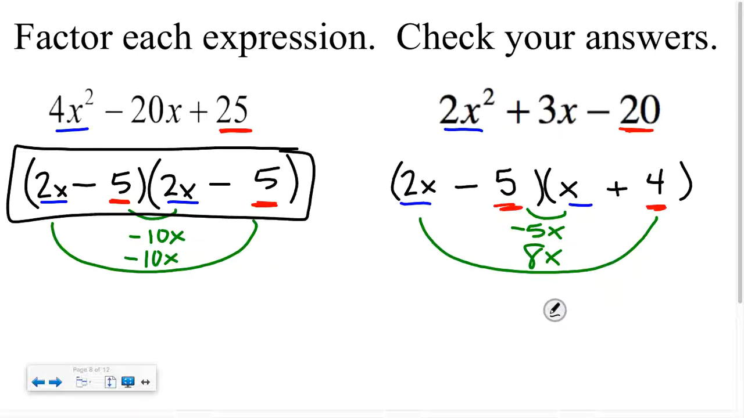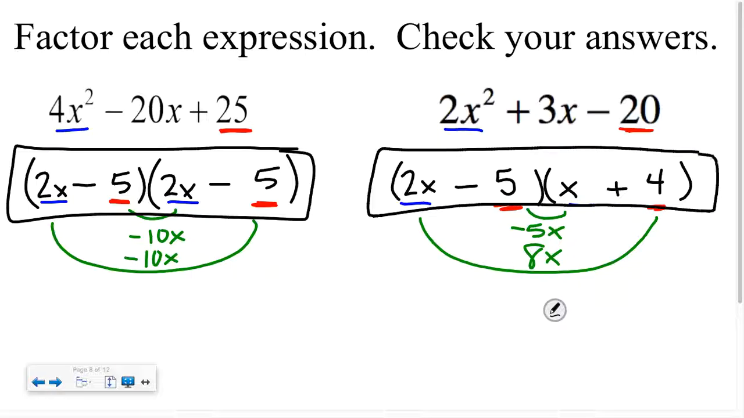Can I do anything else on the insides of those two? 2x minus 5? No, because there's no squares. And if it's a plus sign, usually not. So we're done there.